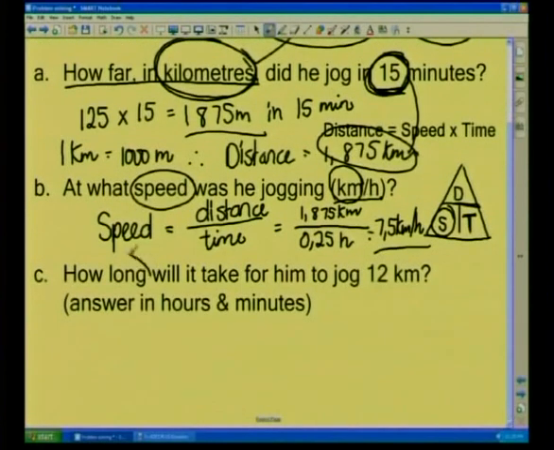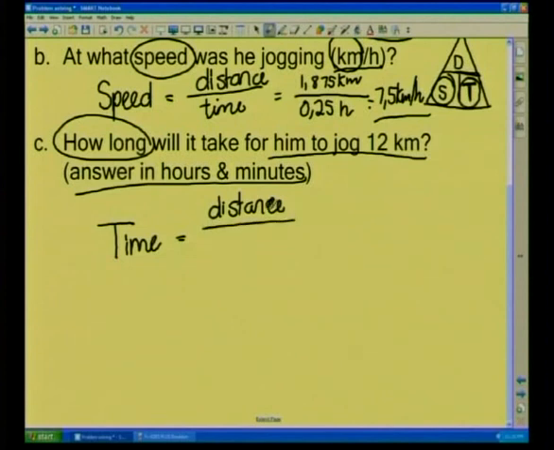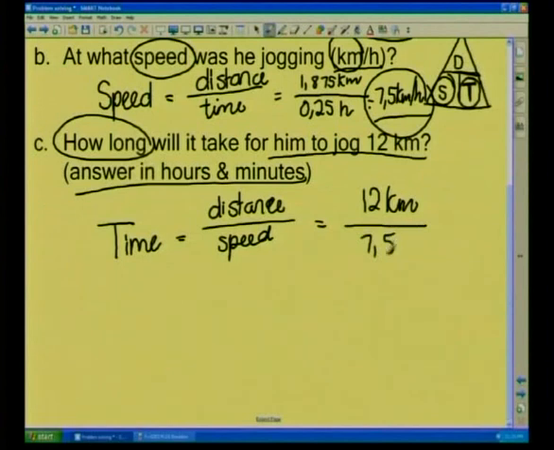And then how long will it take him to jog 12 kilometers? Give your answer in hours and minutes. So we want time now. So I'm now going to write my formula in a different way. Time is equal to distance divided by speed. And my distance is 12 kilometers. My speed, we've just worked out to be 7.5 kilometers per hour.